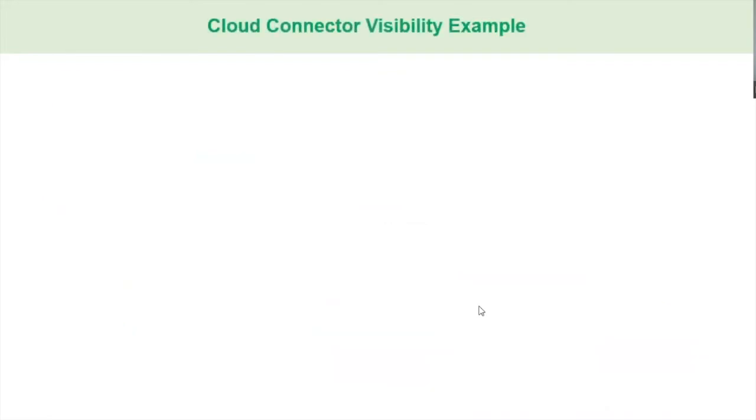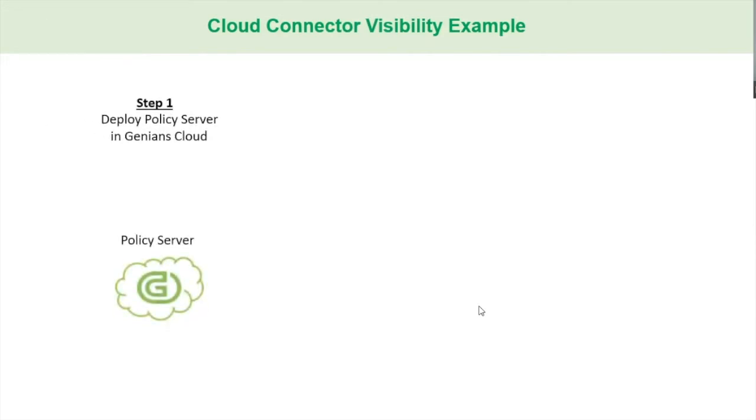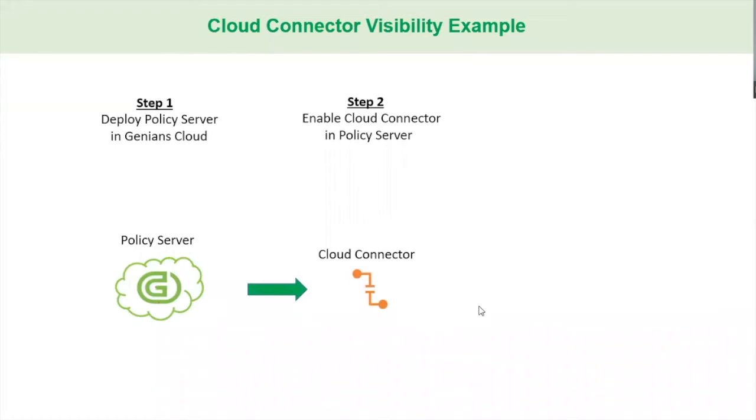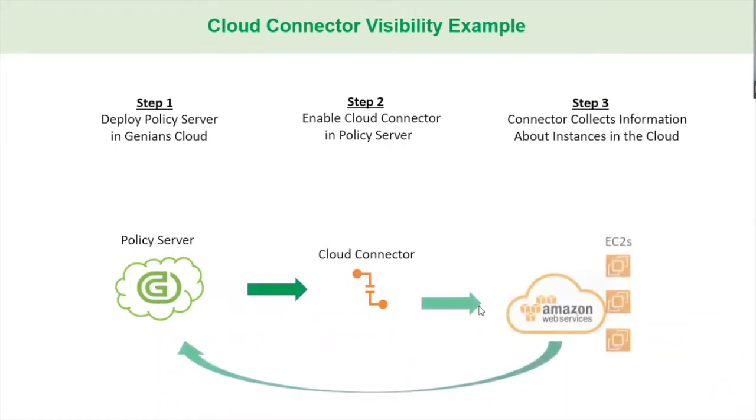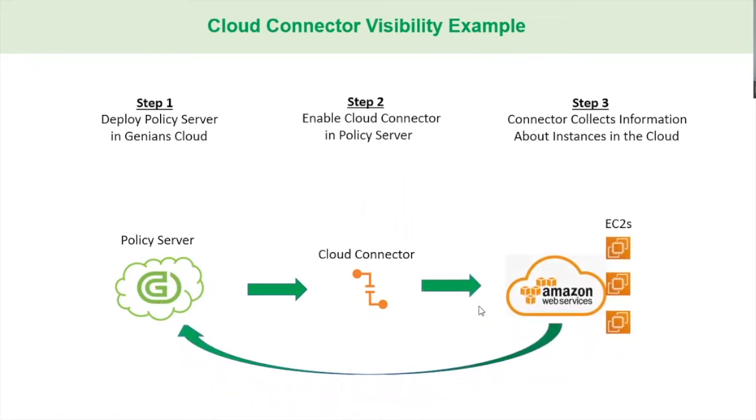So we'll take a look at our first visibility example here. You pick where to deploy your policy server. In this case, we'll use Genian's cloud as an example. Then you're going to enable the cloud connector inside of Genian's for your specific cloud provider. And then what happens is the connector will make the connection to the actual cloud service provider, and will report back information about all the nodes that are enabled in the cloud.